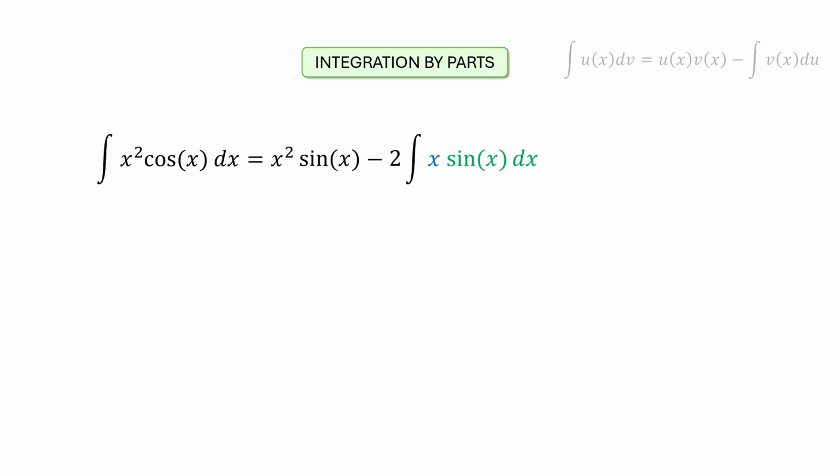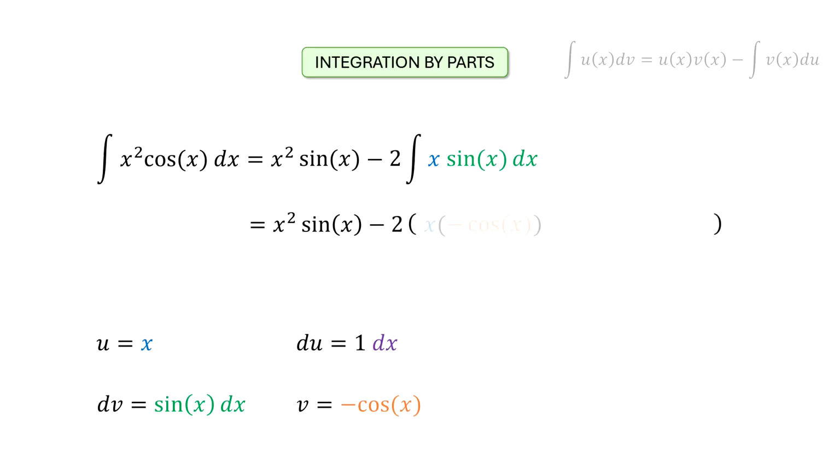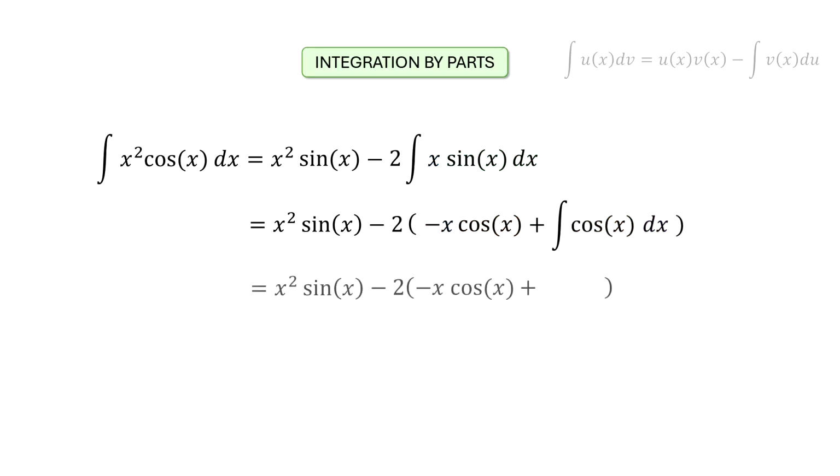Once again, we choose u as the first term and dv as the second one. The derivative of x is 1. The antiderivative of sine is negative cosine. We substitute into the formula and simplify it. And now we have a simpler integral, which is sine of x. We simplify the equation and get the final result. Don't forget the constant c.